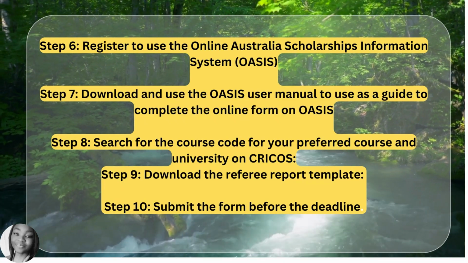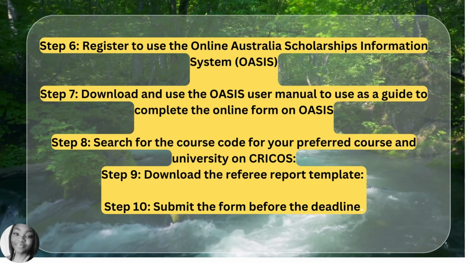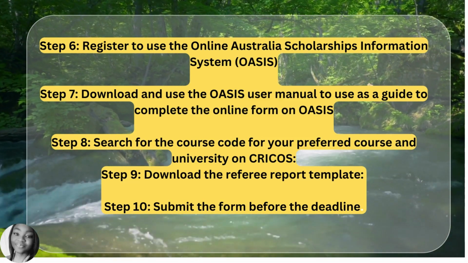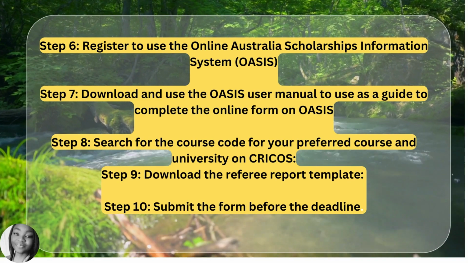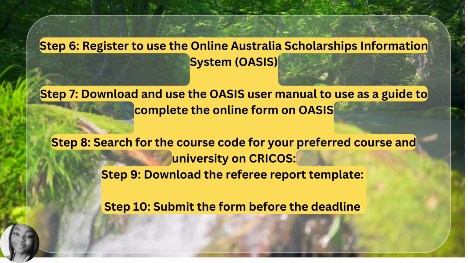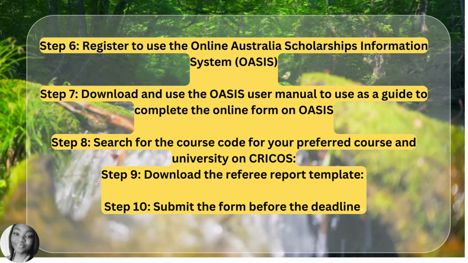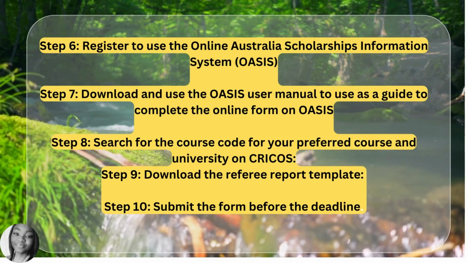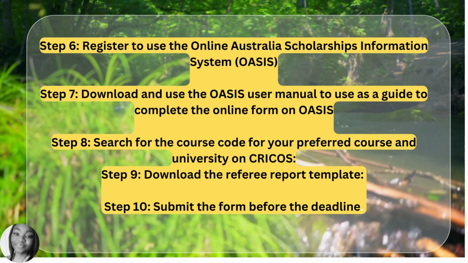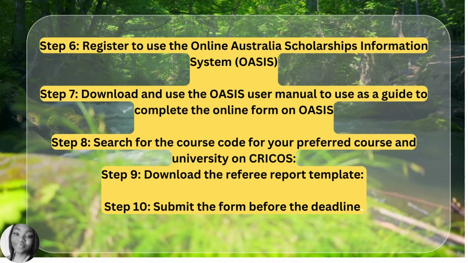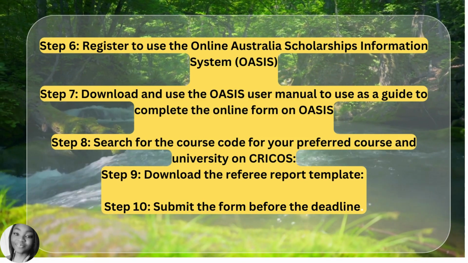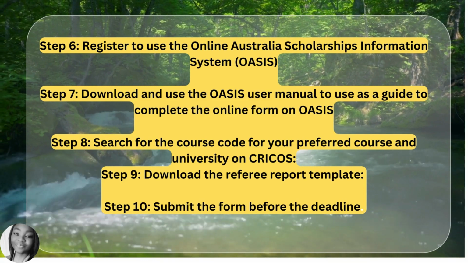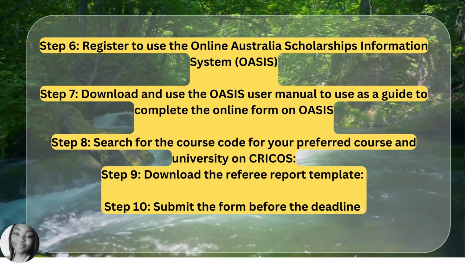Step 6, you need to register to use the OASIS, which is the Online Australia Scholarships Information System. Step 7, you need to download and use the OASIS user manual as a guide to complete the online form. Step 8, you need to search for the course code for your preferred course and university on what is called CRICOS. All these links will be in the description section. Step 9, you need to download the referee report template. And step 10, you submit the form before the deadline.